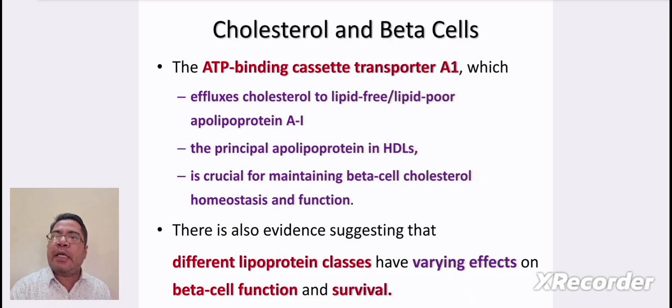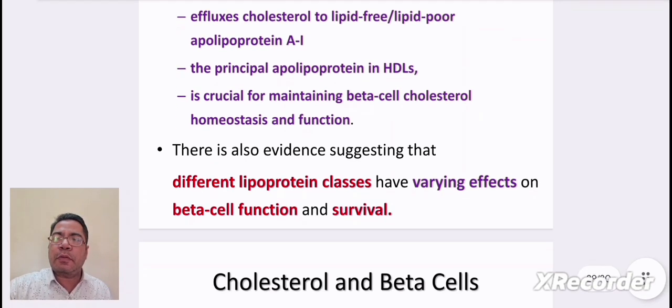The ATP binding cassette transporter A1 effluxes cholesterol to lipid-free or lipid-poor apolipoprotein A1, which is the principal apolipoprotein in HDLs, and it is crucial for maintaining beta cell cholesterol homeostasis and function. There is also evidence suggesting that different lipoprotein classes have varying effects on beta cell function and survival.